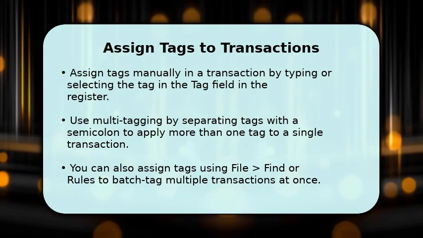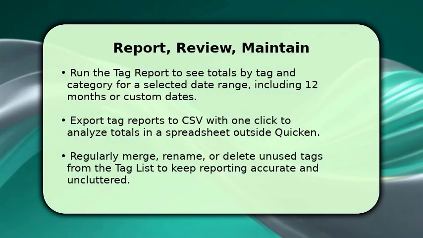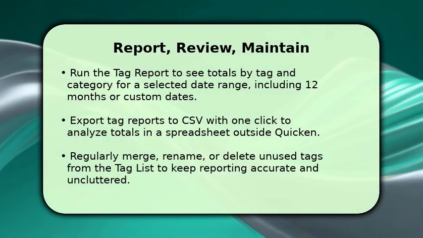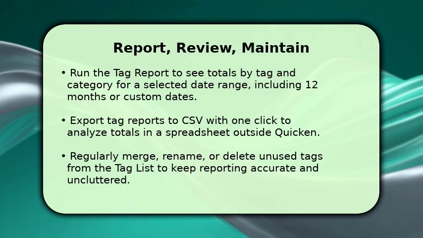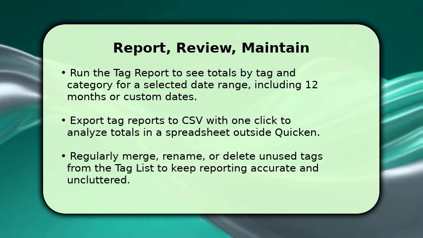Run the tag report to see totals by tag and category for a selected date range, including 12 months or custom dates. Choose summary or detailed views.